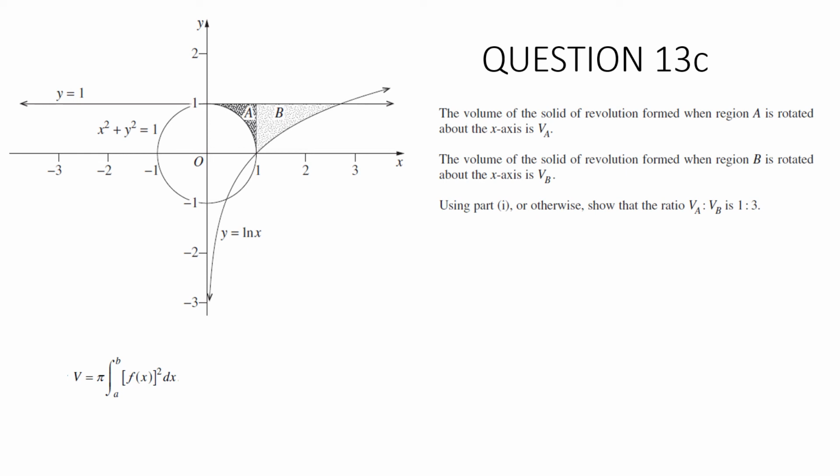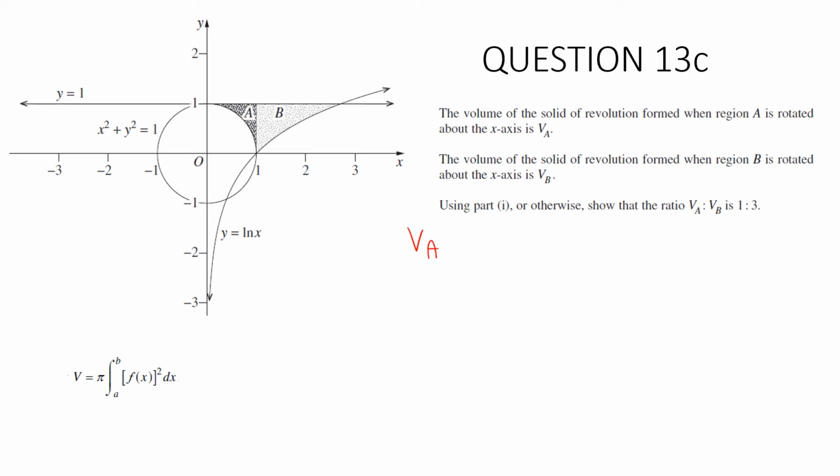So what we need to do here is work out the volume that's generated when we take this line y equals 1 and we rotate it around the x-axis, and then we're going to subtract the volume that's generated when we take this quadrant and rotate it around the x-axis. I'm actually going to join it all together. So let's see if this makes sense to you.